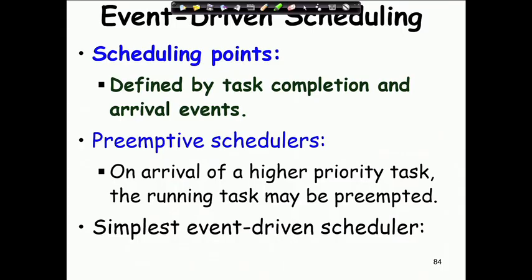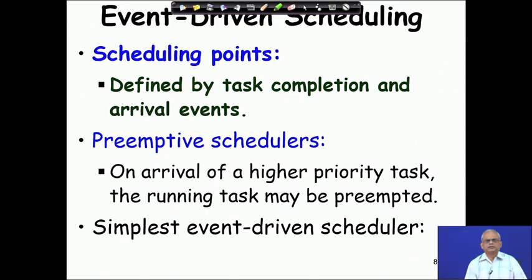So, as the job arrives, the scheduler code starts running and checks whether this task which has arrived needs to be executed by preempting the already executing task. So, the event driven schedulers are also called preemptive schedulers, because whenever a task arrives and it has a higher priority, then the task that is already executing needs to be preempted.